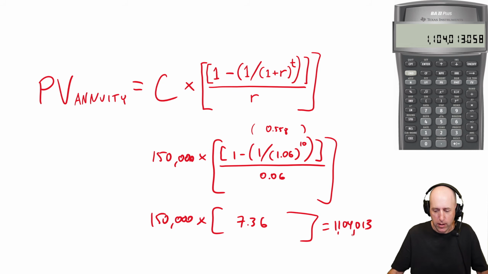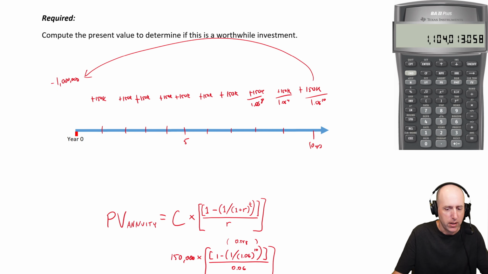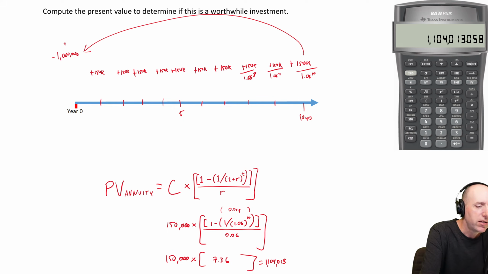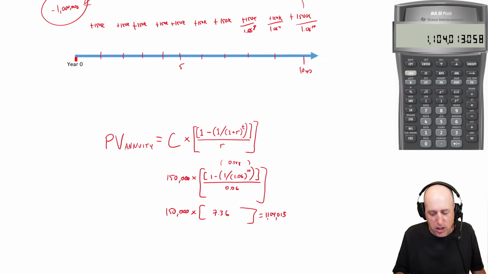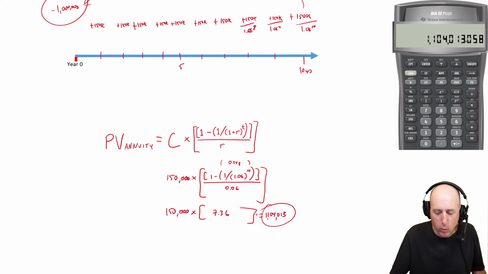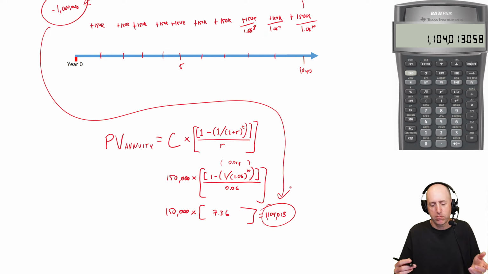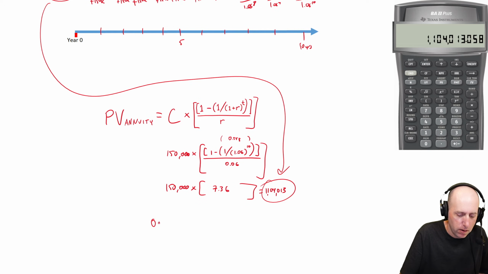And okay, so we've kind of solved it. 1104013. So compute the present value to determine if this is a worthwhile investment. It costs us $1 million to generate $150,000 annually of positive cash flow from our cash savings on the electrification of our cars. We're saving $1.1 million. So we're spending $1 million today to save us the present value of $1.1 million. Is it worthwhile? The answer is yes, right?